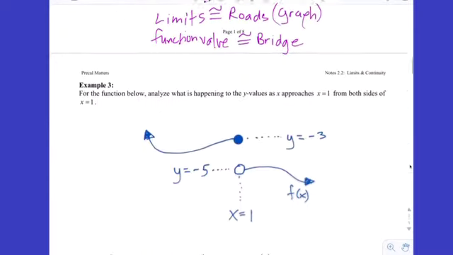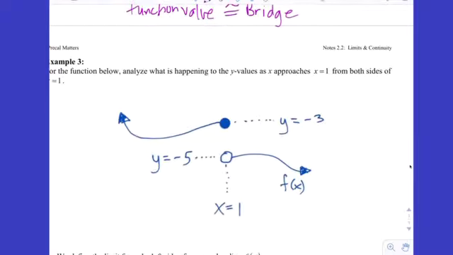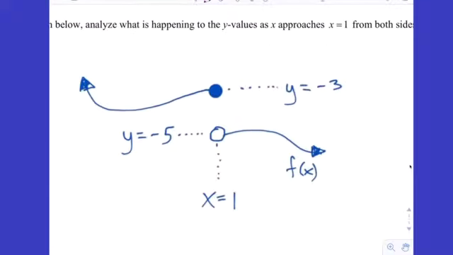Okay? Let's look at example 3. Kind of the same thing. Analyze what's happening to the values as x approaches 1 from both sides of 1. Well, we're not going to write the words again. We're going to use the notation. What would the limit be as x approaches 1 from the left-hand side of f of x? Anyone? I've showed you how to do it twice. What would be the limit as x goes to 1 from the left on the graph of f of x?